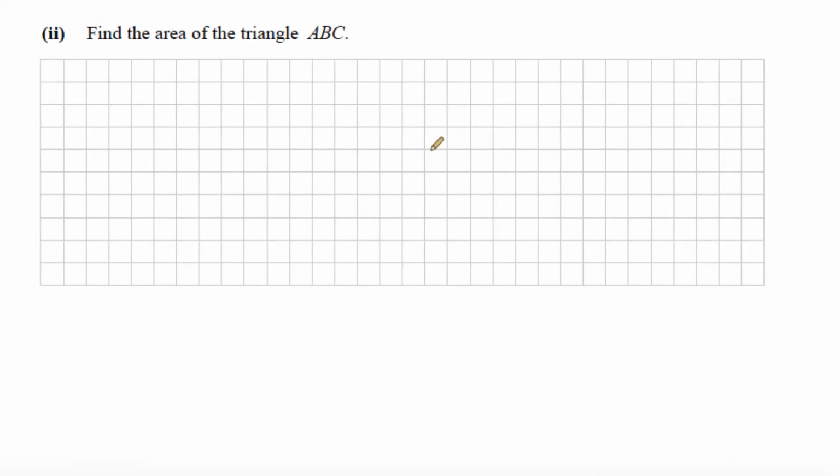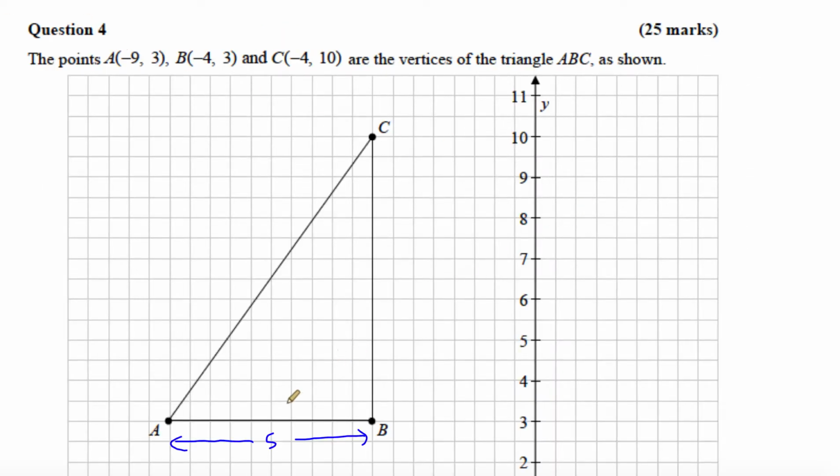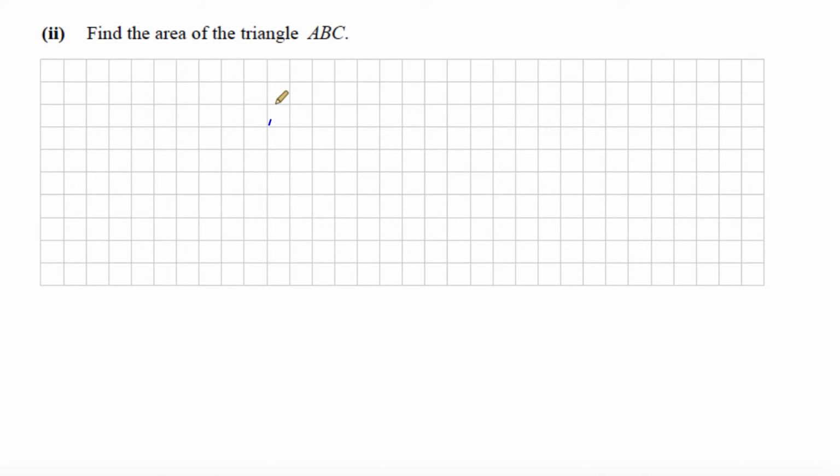Part 2 says find the area of the triangle ABC. Okay, so the area, remember the formula for area is half the base by the perpendicular height. Now because this triangle here is a right angle triangle, AB is perpendicular to BC. And the length of BC, we can see it goes from 3 up to 10. So the length of BC is actually 7. So the base is 5 and the height is 7.